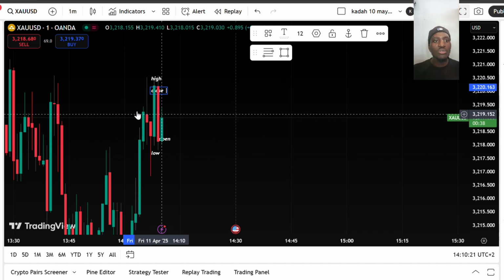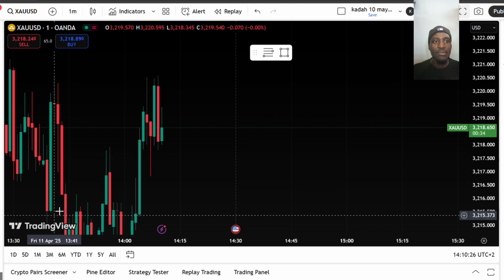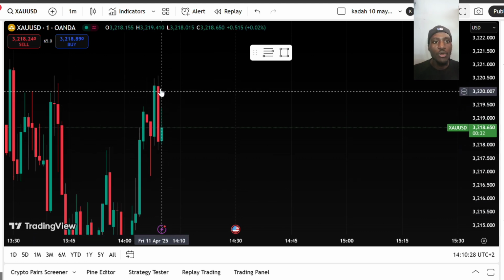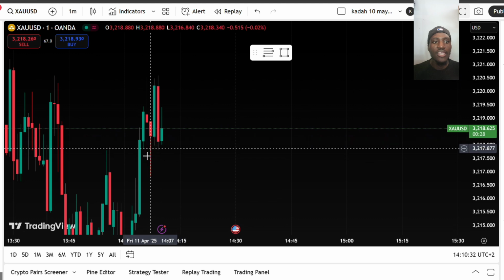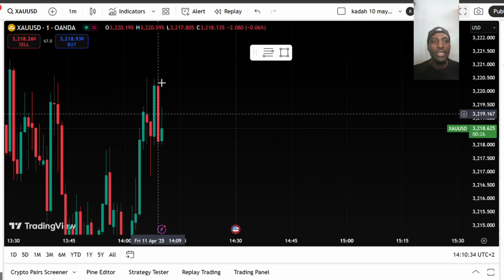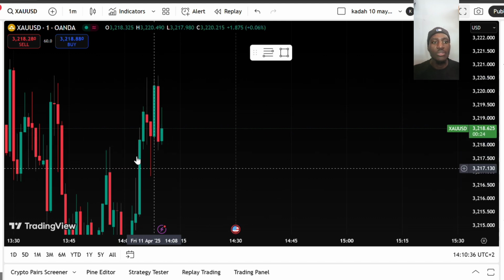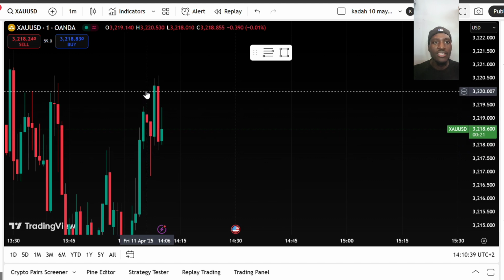The next one was a bearish. Let me just clear this up. So the next one was a bearish. It opens here, it comes up here, it goes here and closes here, and it leaves a wick. So these ones are the wicks, like we said, and this was the open.